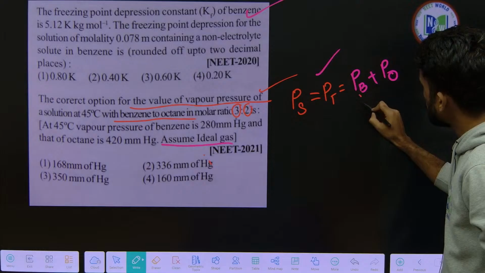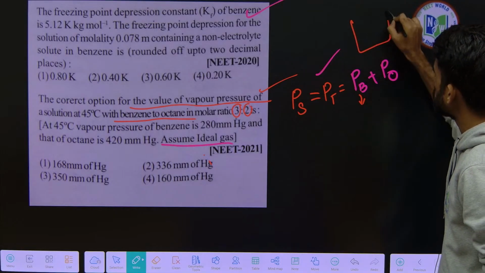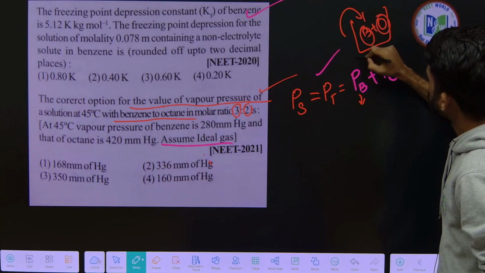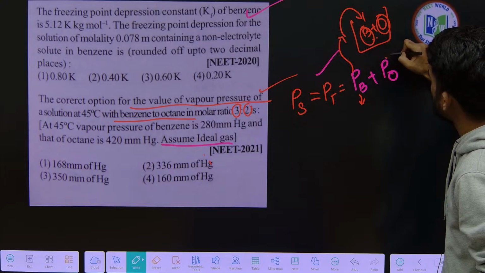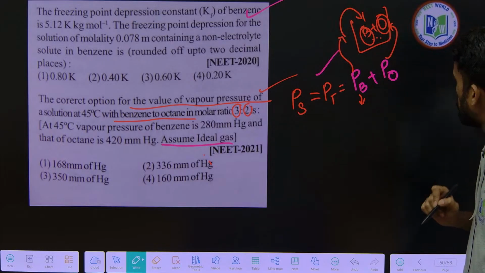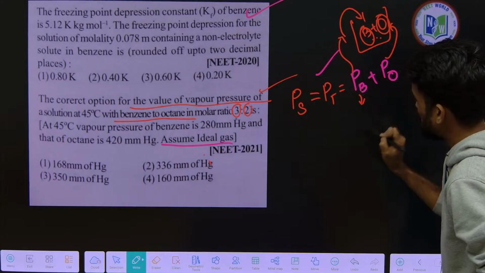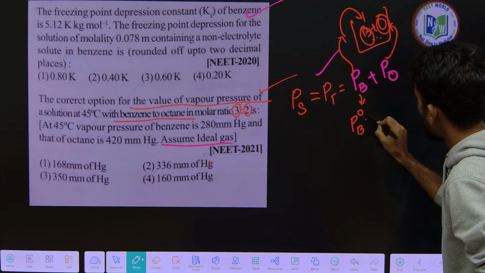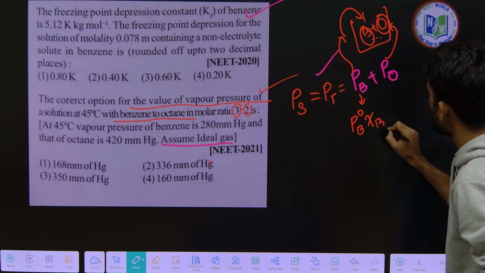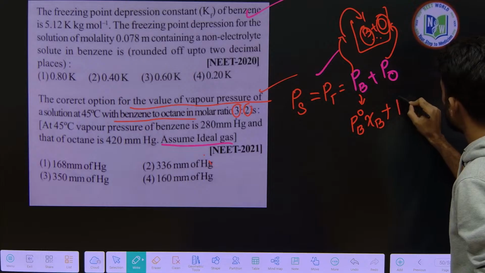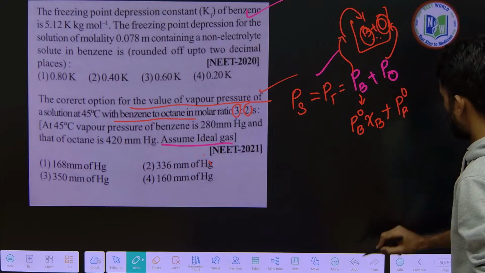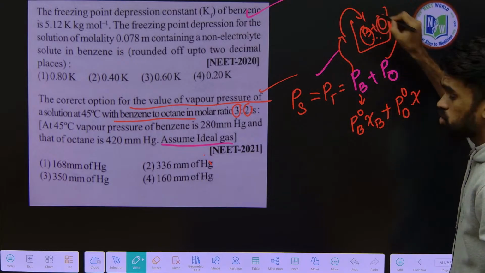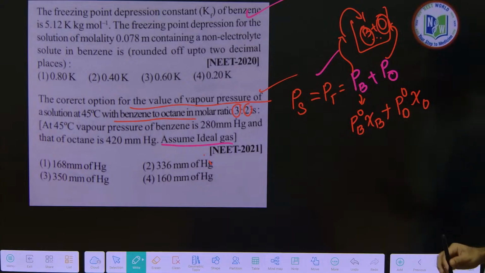So how can you calculate the vapor pressure of benzene in this solution of benzene plus octane? Now you need to know the vapor pressure of benzene in the solution, and the vapor pressure of octane in this solution. Vapor pressure of benzene can be taken as the vapor pressure of pure benzene times its mole fraction in this solution, and the vapor pressure of pure octane times the mole fraction of octane. That's it. Okay, simple guys.